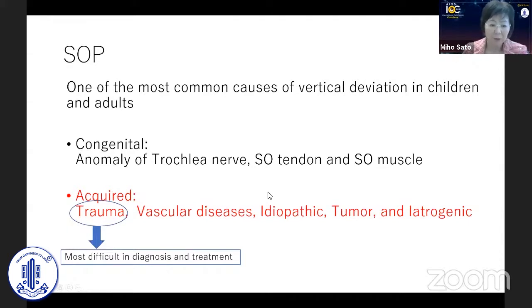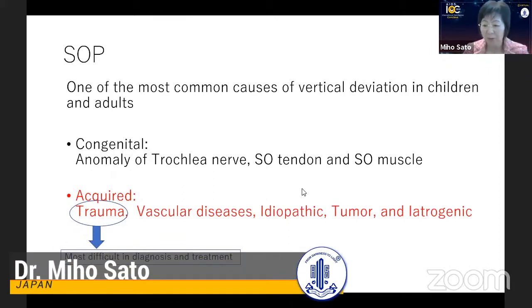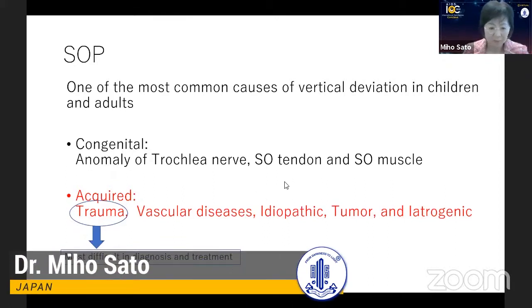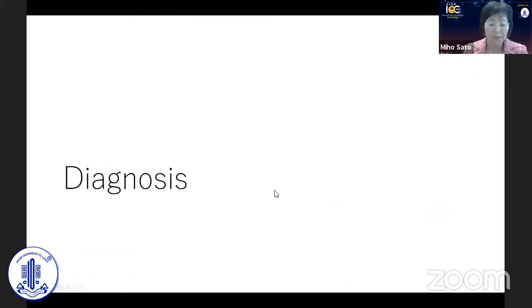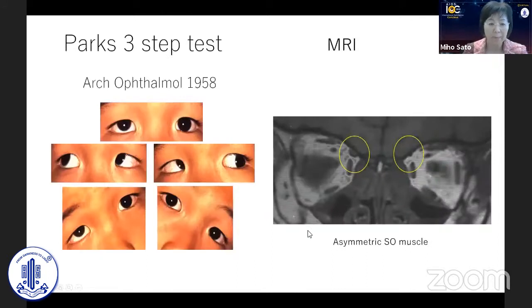The causes for acquired superior oblique palsy are trauma, vascular diseases, idiopathic, tumor, and iatrogenic. And within these causes, trauma cases are most difficult in diagnosis and treatment. How to diagnose acquired superior oblique palsy?